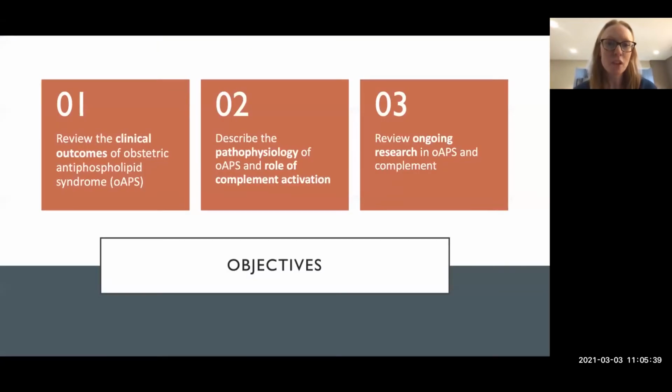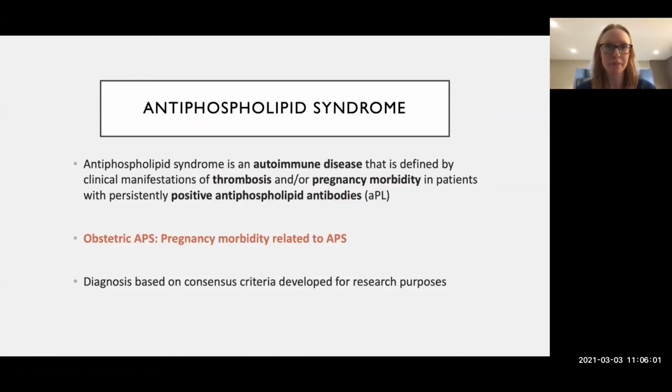So the objectives of this talk today: first, to start off clinically to review antiphospholipid syndrome and obstetric APS, then moving into the pathophysiology and role of complement activation, and talk about some of the ongoing research we're starting, and again, welcome feedback and discussion on.